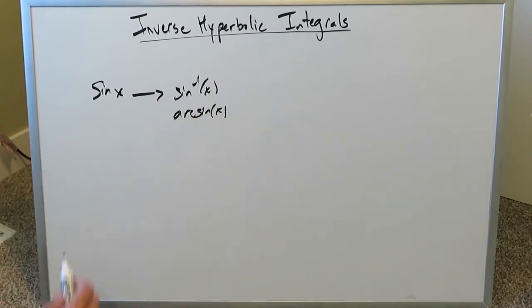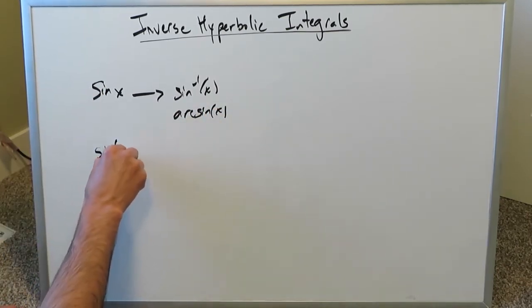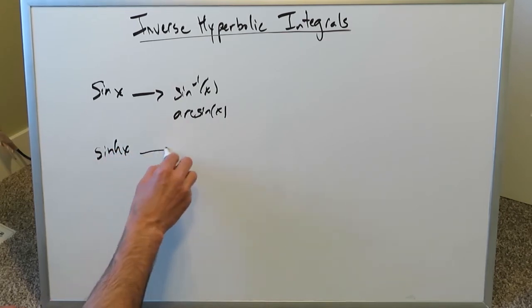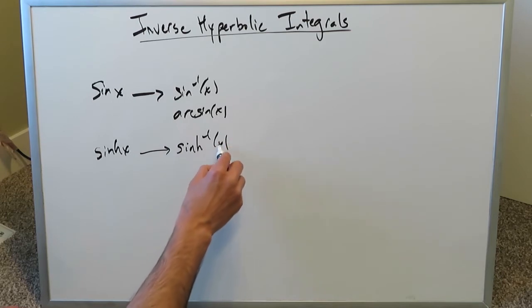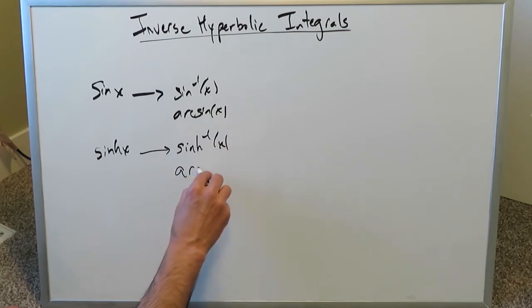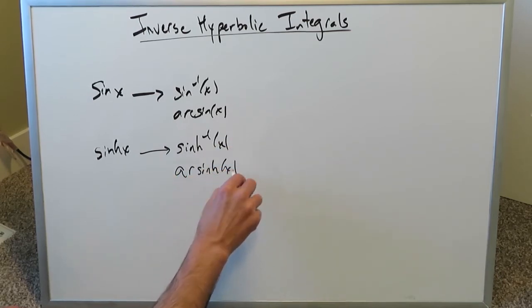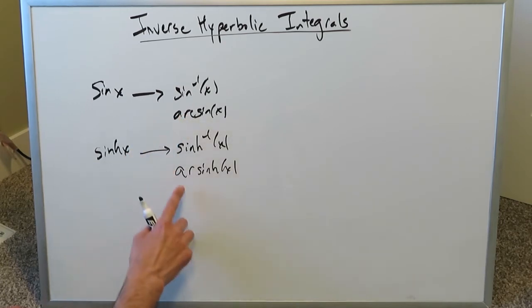When we look at the hyperbolic version, you have hyperbolic sine, and then the inverse of that becomes this, but you can also abbreviate this as ar sinh x. See the difference? Here you have an arc, here you have an ar. There is no c over here.